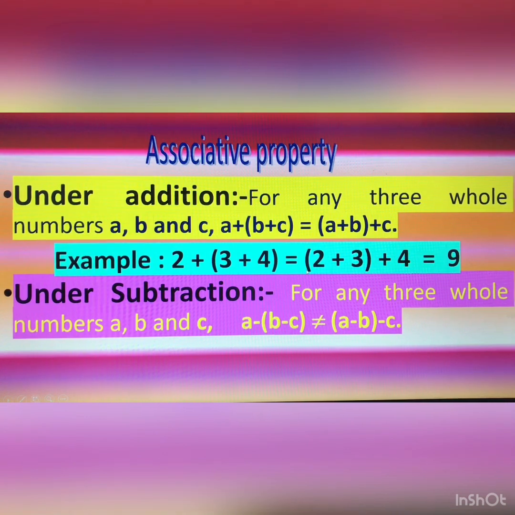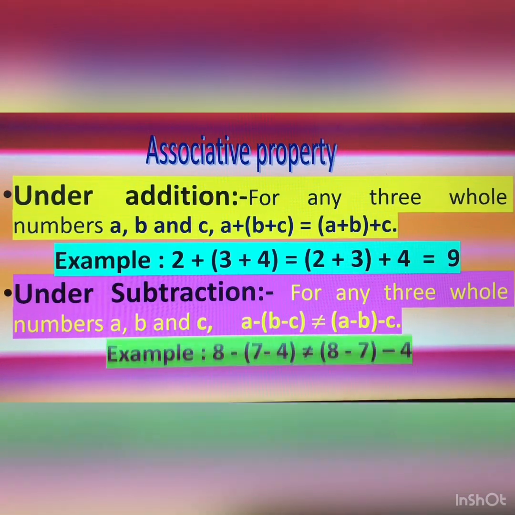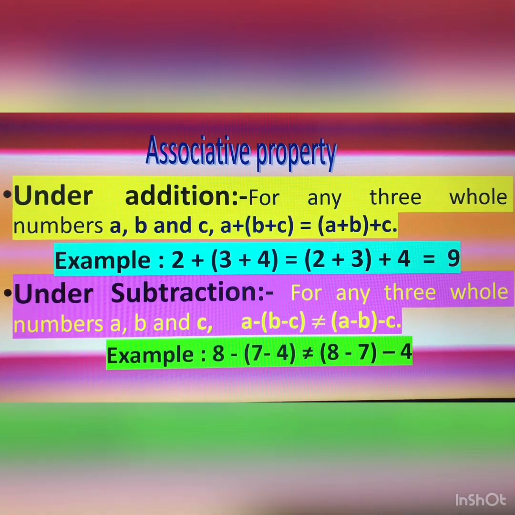Now the associative property under subtraction. For any 3 whole numbers a, b and c, a minus (b minus c) is not equal to (a minus b) minus c. It means if we change the place of the bracket in subtraction, then the results of both sides are not the same. Let us understand it with an example. Let 3 whole numbers be 4, 7 and 8. Then 8 minus (7 minus 4).